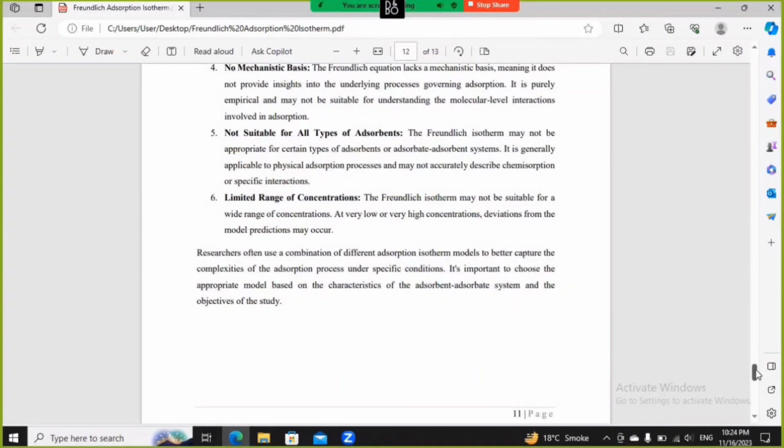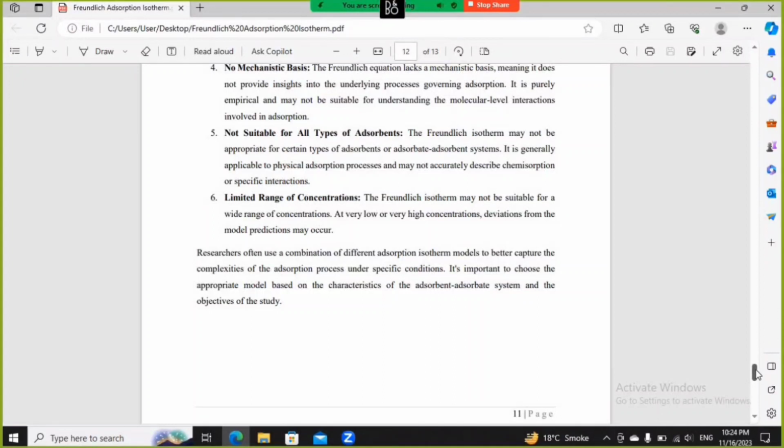Fifth one is not suitable for all types of adsorbents. The Freundlich isotherm may not be appropriate for certain types of adsorbents or adsorbent systems. It is only applicable to physical adsorption processes and may not accurately describe chemisorption or specific interactions.